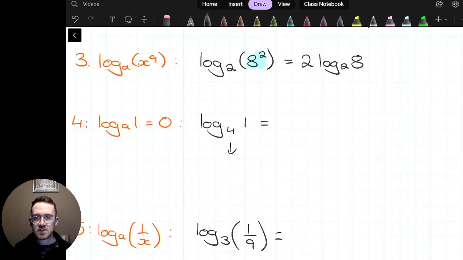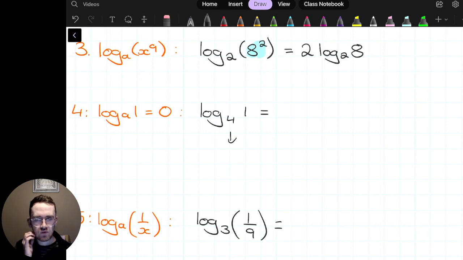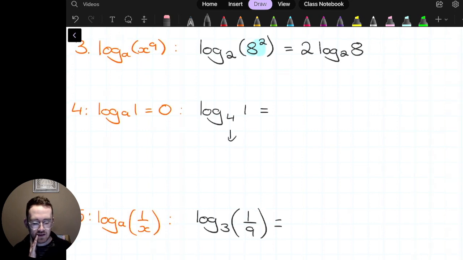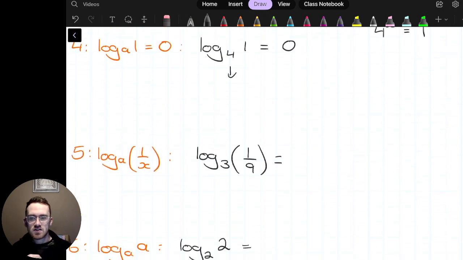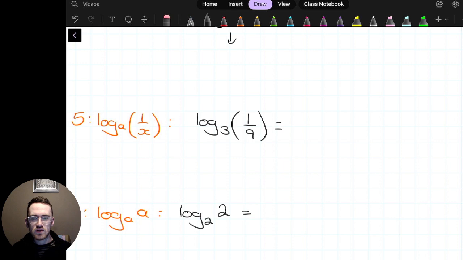The next example is to do with ones and zeros. Okay, so let's think about this one. Log to the base 4 of 1. Okay, what does that mean? That means 4 to the power of something is equal to 1. And we should remember from our exponentials that anything to the power of 0 is equal to 1. So if we have a question where that subject part in the middle is 1 and our log base is anything at all, the answer will be 0. The only way that anything to the power of whatever can be equal to 1 is if that power is 0.